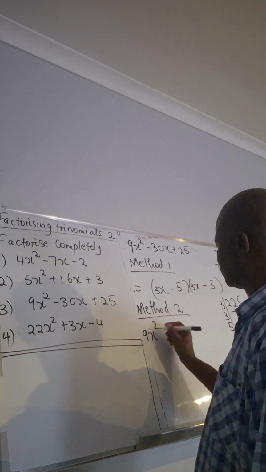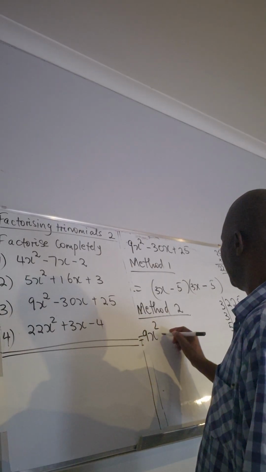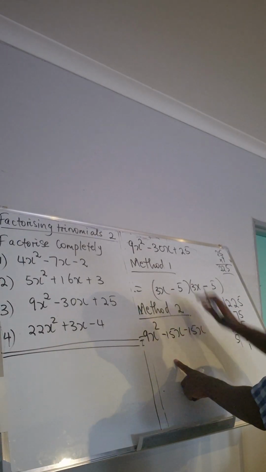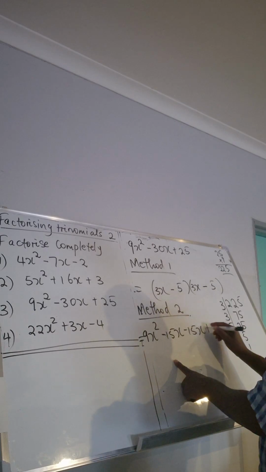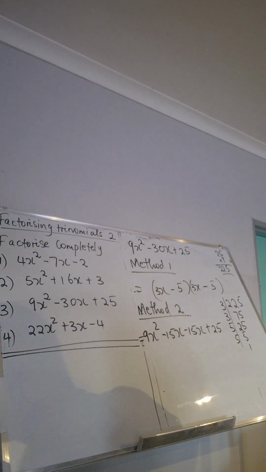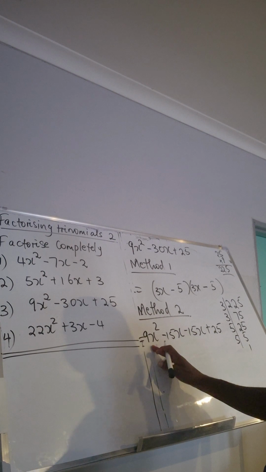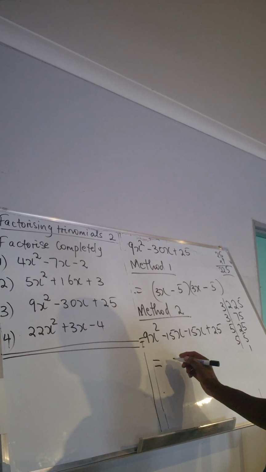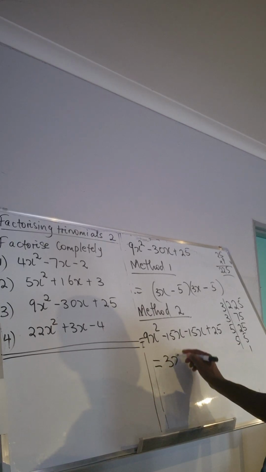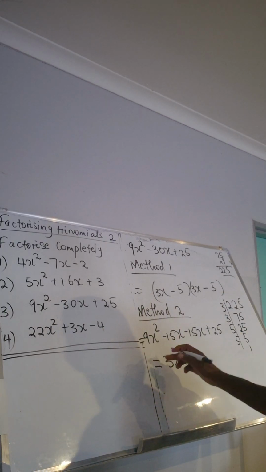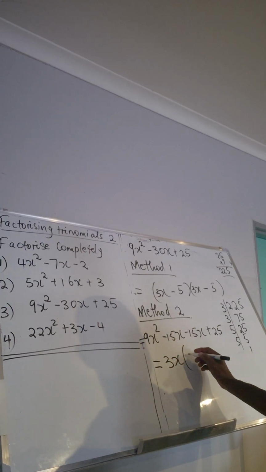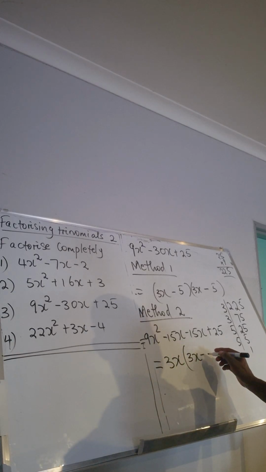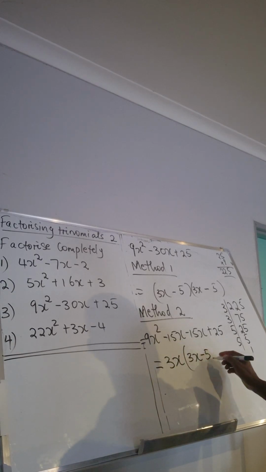So 9x squared minus 15x minus 15x. Minus 15x minus 15x is minus 30x. So plus 25. So you group 2. These two, 9x squared minus 15x. The highest common factor is what? 3x. Then you pull out 3x and then you start dividing. You will get 3x here. Then divide there. You get minus 5.